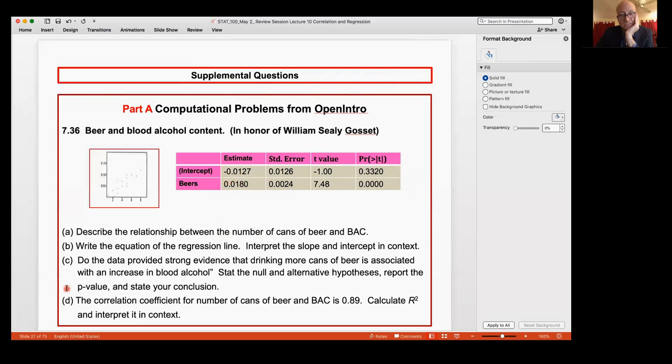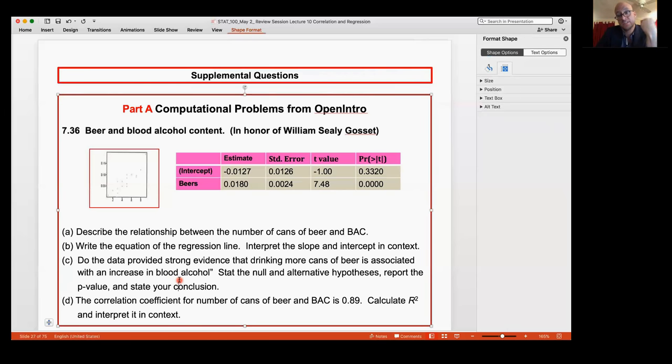Do the data provide strong evidence that drinking more cans of beer is associated with an increase in blood alcohol? You state the null and alternative hypothesis. Keep in mind when we talk about this, we're going to talk about it in terms of the slope, not necessarily in terms of the intercept. We talk about the correlation coefficients. The number of cans is 0.89. Calculate R squared and interpret it in context.